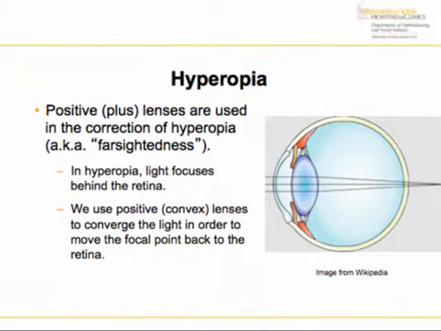Hyperopia, also known as farsightedness, exists when parallel light rays enter the eye and focus behind the retina. Plus lenses are used in the correction of hyperopia. Positive, convex lenses are used to converge the light rays entering the eye to move the focal point up to the plane of the retina.